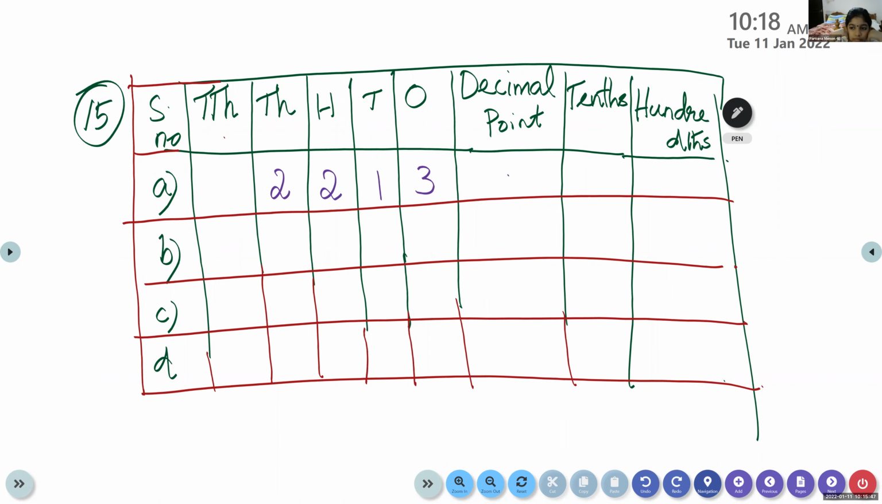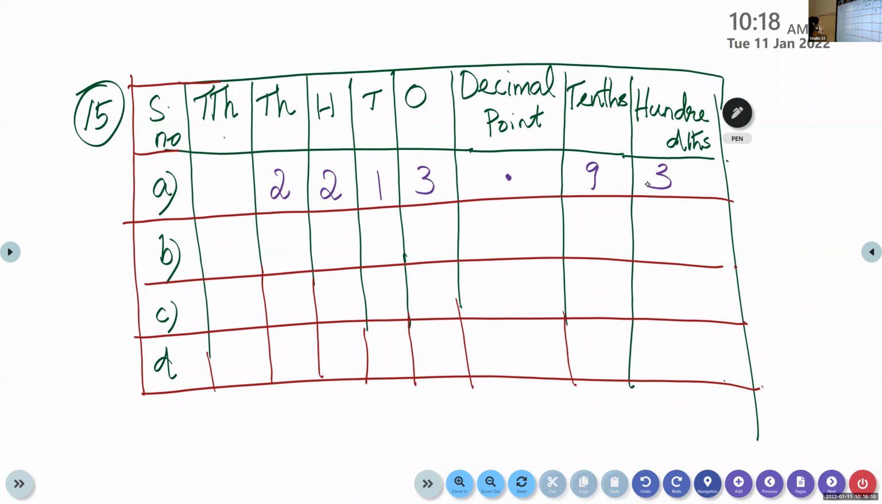Then the decimal point. Okay. What do we have in tenths place? 9, because 9 into 1 by 10. Again 3 in hundredths place. So 3 in hundredths place. Okay. Then the next one.